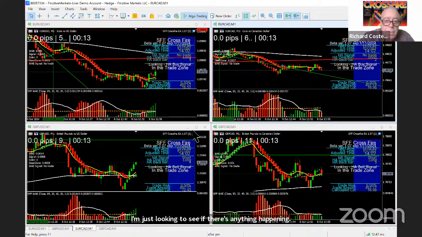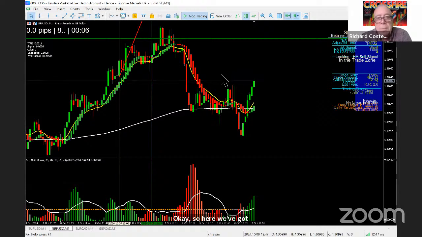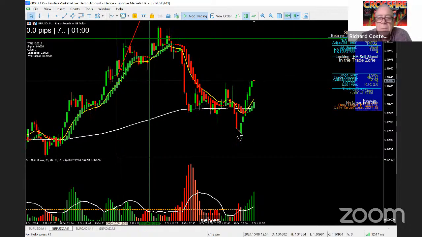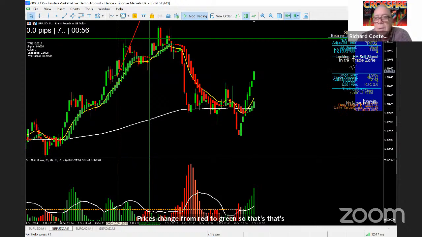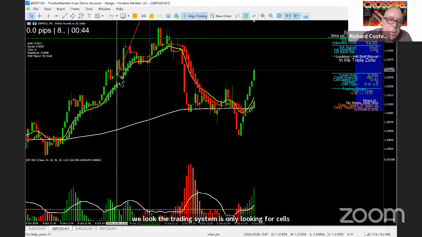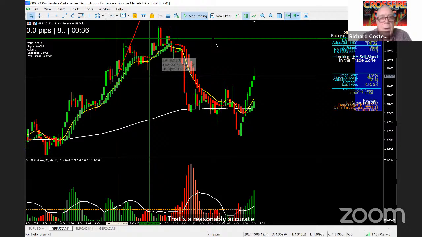Okay, so here we've got, right, so we're below the red trend line, so we're looking for sells. But price is actually moving upwards. Prices change from red to green, so that's not in agreement with the trading assistant, which is only looking for sells. It needs to get above that, and that's reasonably accurate. Even if that was extended down, it would still be quite steep.